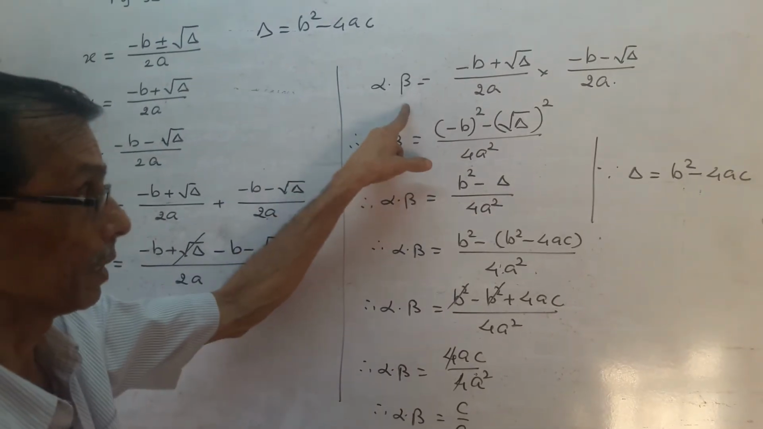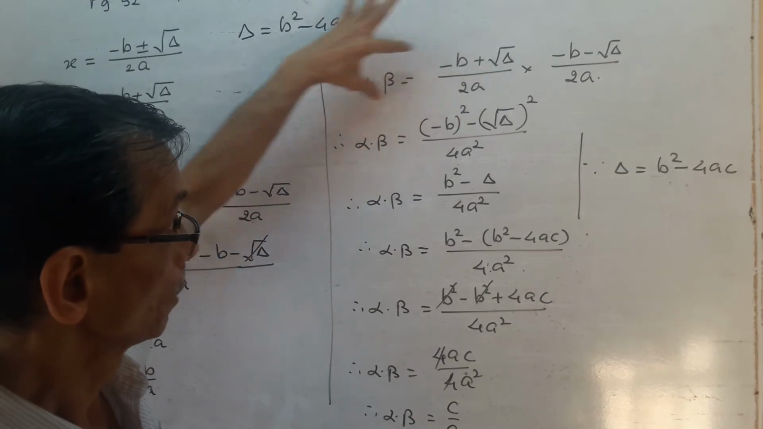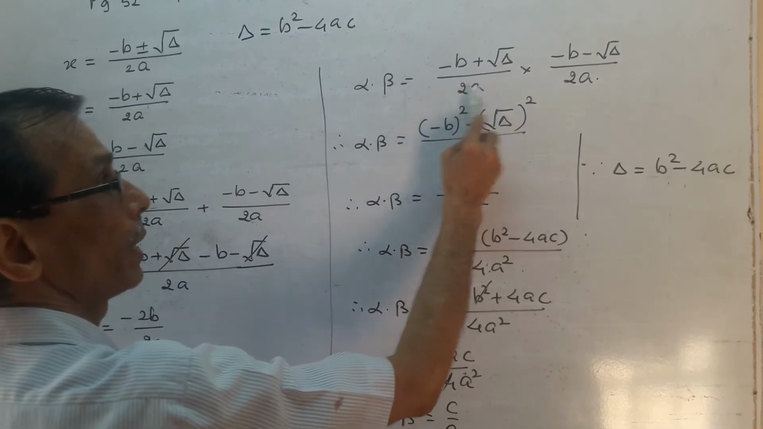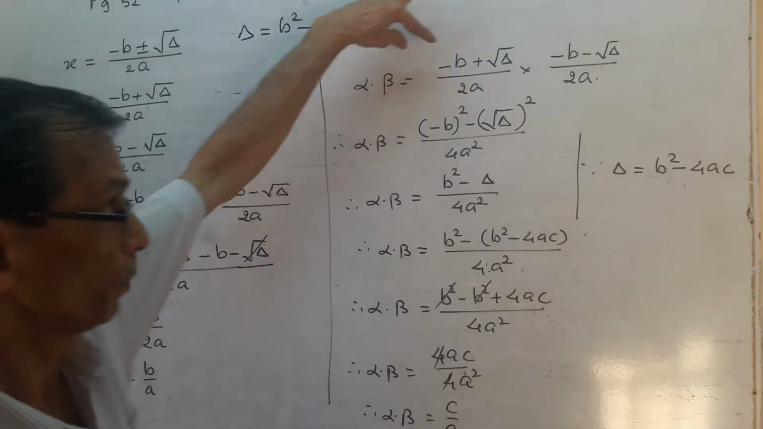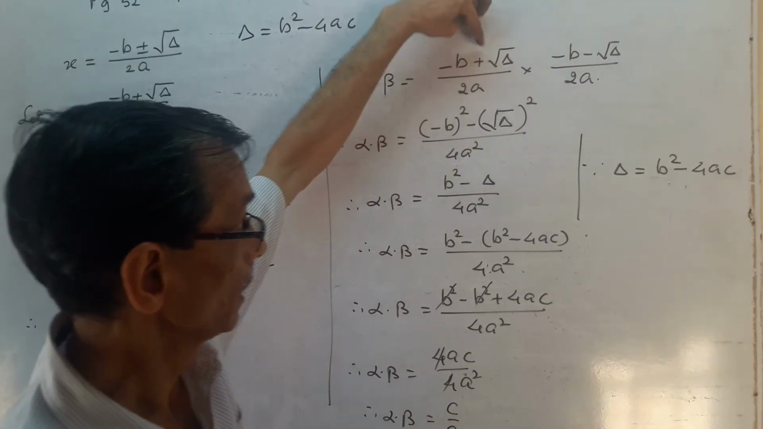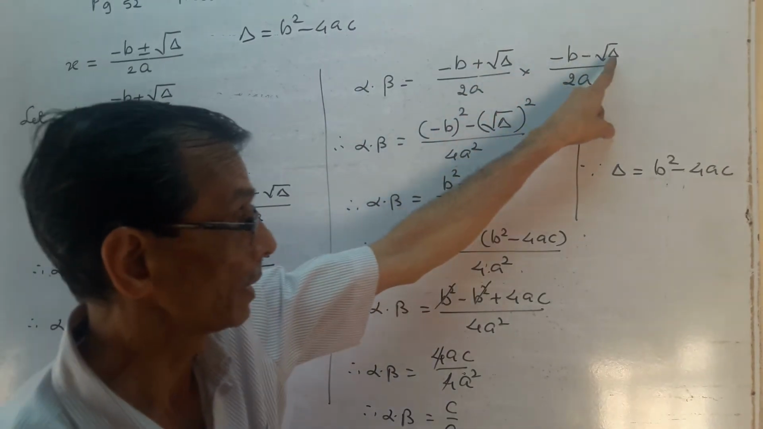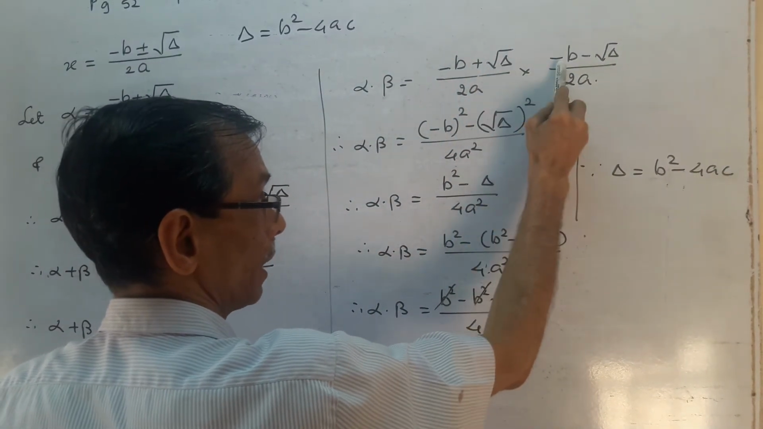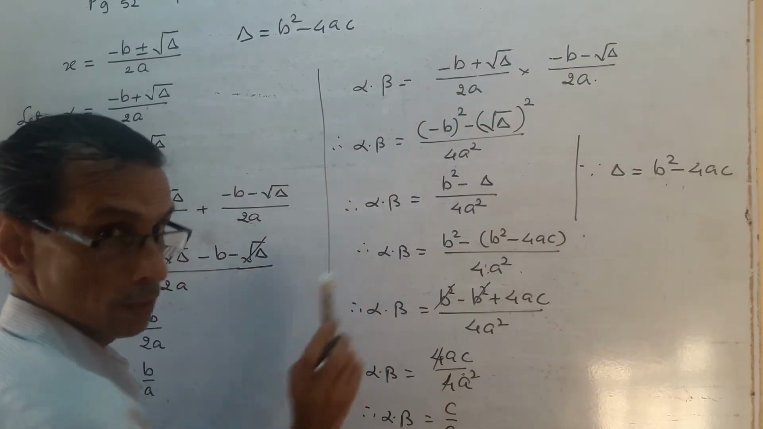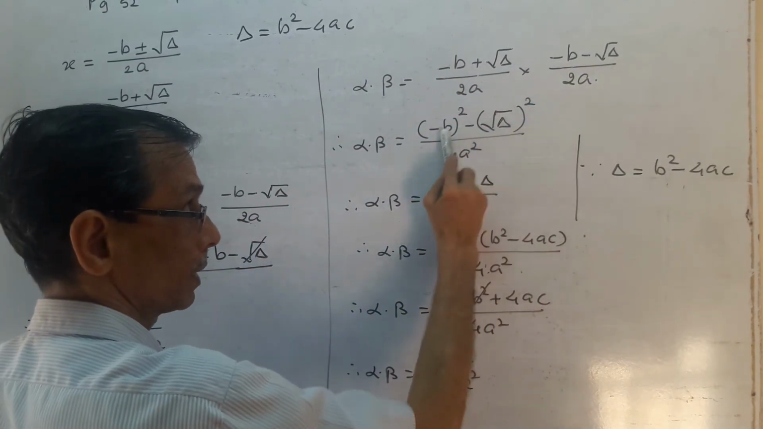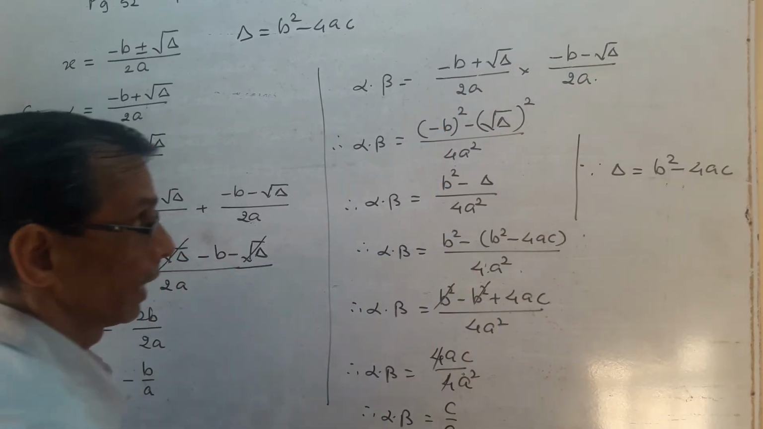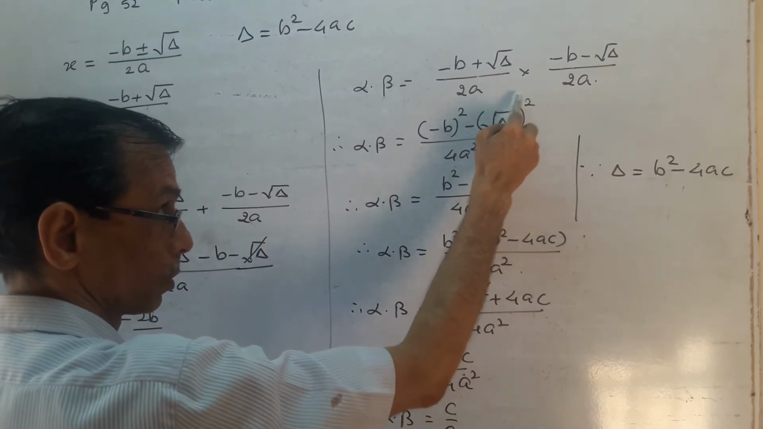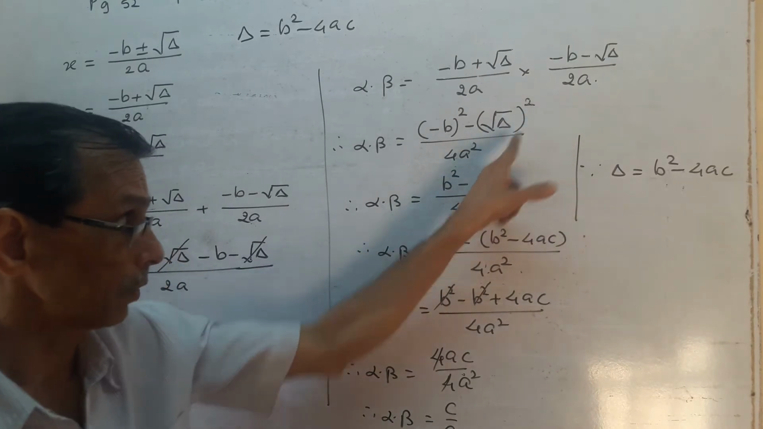Same way, alpha into beta. So alpha into beta is equal to the product of alpha and beta we are taking. In the denominator we get 2a into 2a, 4a square. In the numerator, minus b and here also minus b, but root delta here plus and here minus. And we know that x plus y and x minus y, we write using the formula x square minus y square. So b square minus delta square, root delta square, the root and square will get cancelled and only delta will remain.